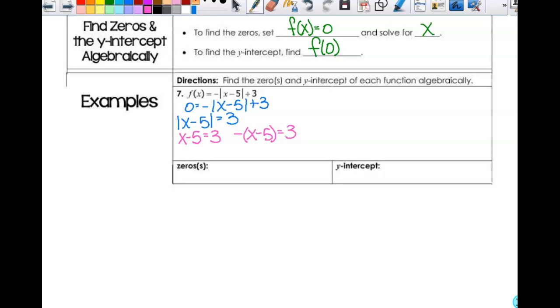So for this first one, I add 5 to both sides. I get x equals 8. And then here, I'm just going to multiply both sides by negative 1, so I get x minus 5 equals negative 3. So then I will get x equals 2. So I have 2 answers here. They're asking me for zeros, so they are not ordered pairs. It's going to be a set of x values, least to greatest. It's 2 and 8.